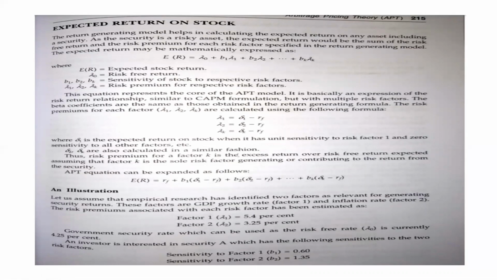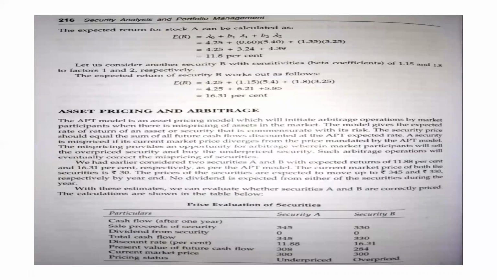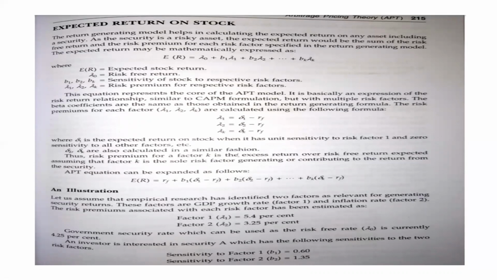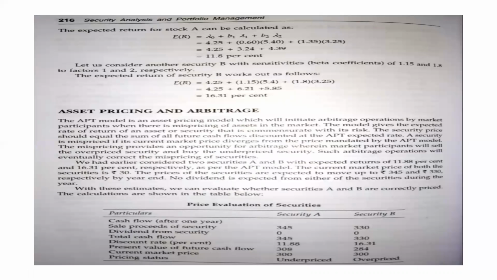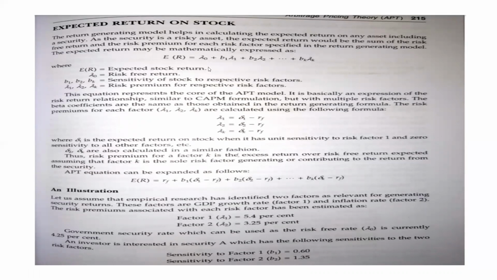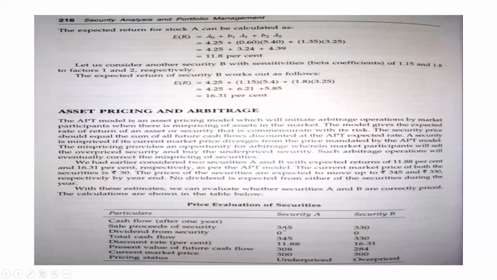Risk-free rate of return, where is that? 4.25 is the RF, plus B1, which is the sensitivity, into the risk premium. That is 0.60 into 5.4, plus the second factor should also be taken into consideration. That is 1.35, which is beta 2, into 3.25, which is the second factor's value. Now, by solving the question, we get the expected return as 11.8%.